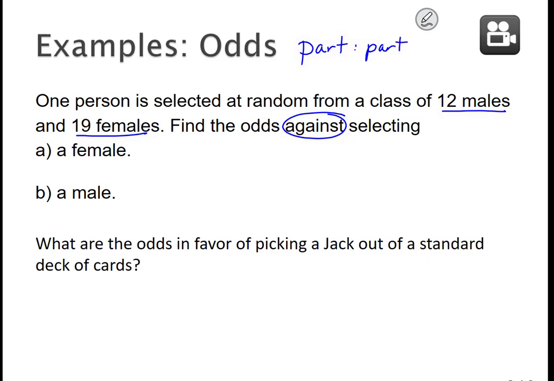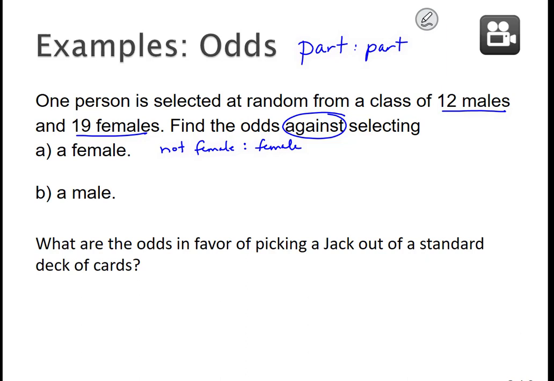So when you're finding the odds against something, you're going to start with the part that's not that something. So part A says find the odds against selecting a female, which means we're going to find the numbers that are not female. And I like writing it with words first. So I'm writing not female, colon, and then we compare it to the ones that are female. And when you write it with the words, not only does it help you know where the not goes. When it's against, you're starting with the not. If it was in favor, you would start with the females.